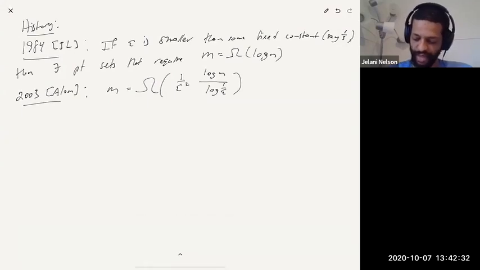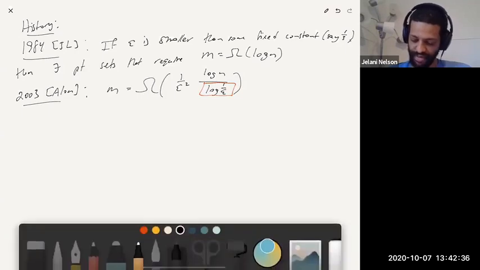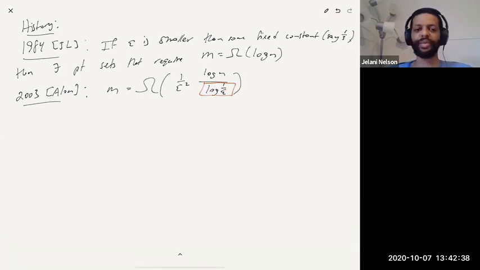So this is optimal except that it doesn't match: the JL upper bound does not have that log 1 over epsilon in the denominator. And I should really mention that the lower bound is the min of this quantity and n and d, right? Because you're never going to prove a lower bound better than d, where d is the original dimension.